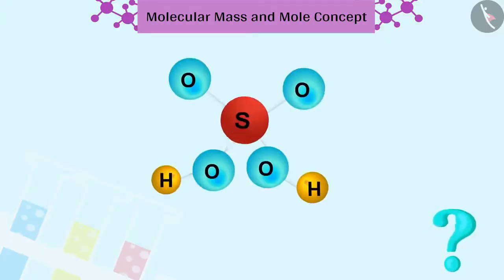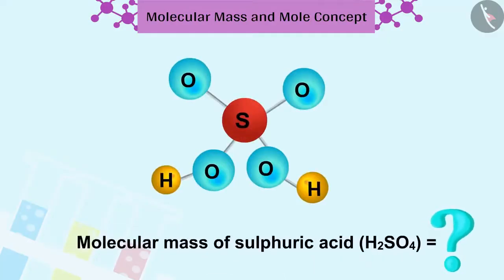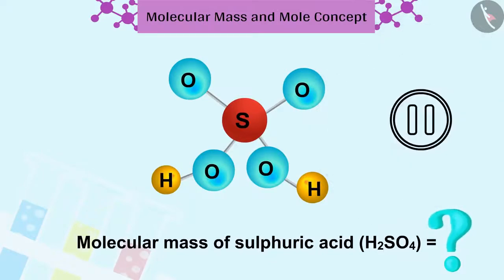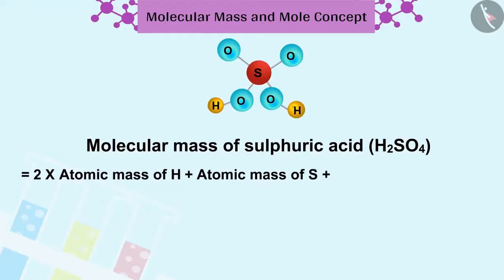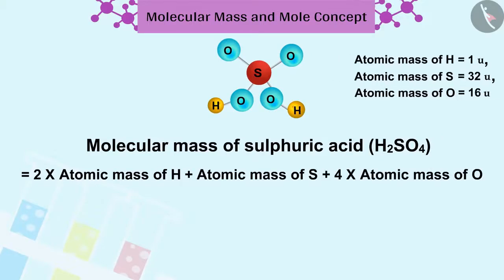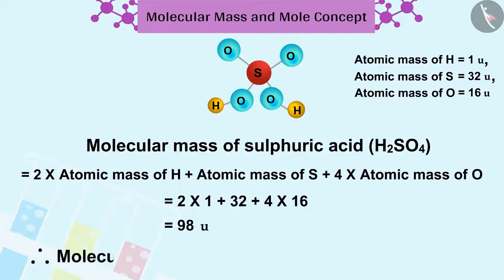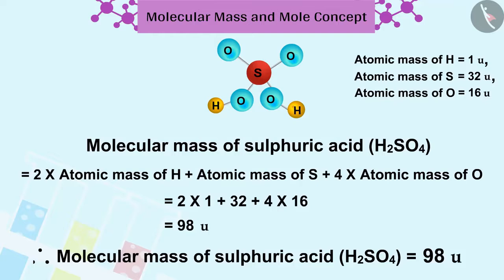Now, can you find the molecular mass of sulfuric acid, H2SO4? If you want, you can stop the video and find the answer. We can find the molecular mass of sulfuric acid, H2SO4, in this way. The molecular mass of sulfuric acid, H2SO4, is 98 U.